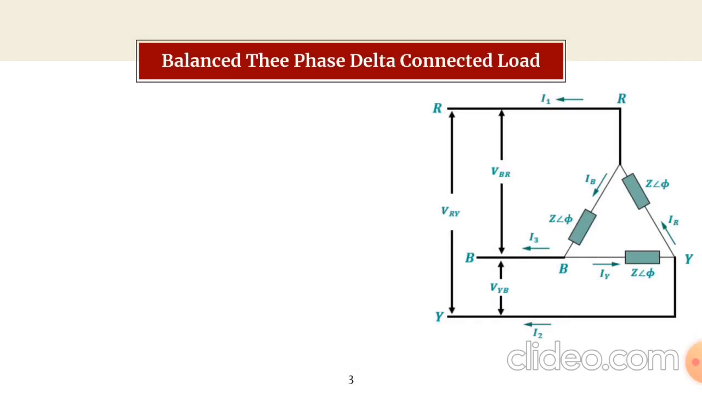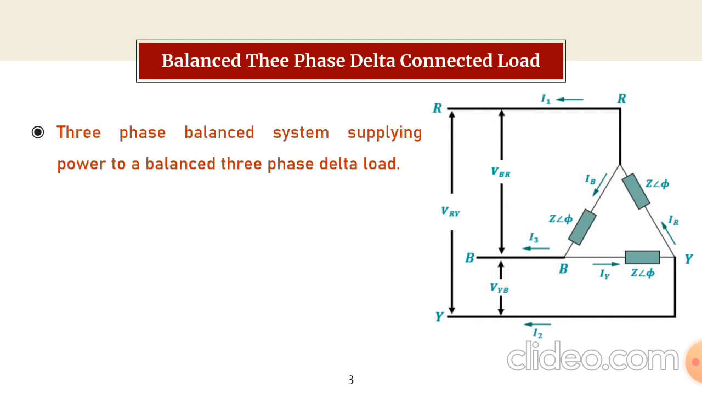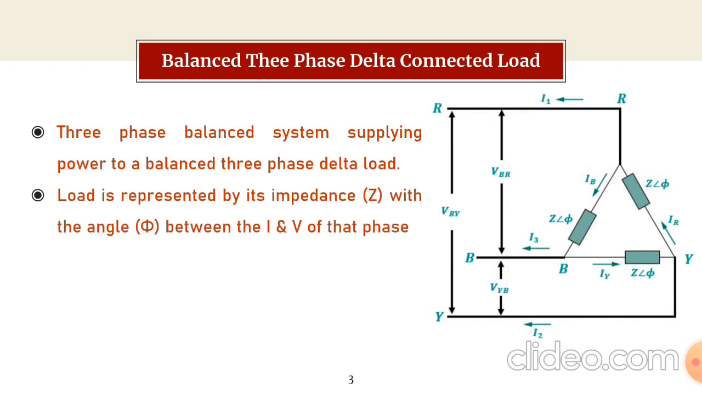Let us consider a three-phase balanced delta connected load. Already we discussed what is delta connected load. Three loads are connected in the form of delta, and it is connected to a balanced three-phase system. A three-phase balanced system is supplying power to this delta connected load, and here the load is represented by Z at an angle phi.